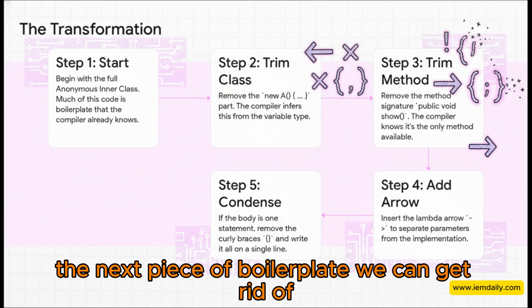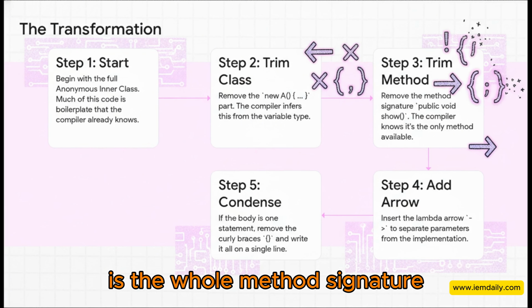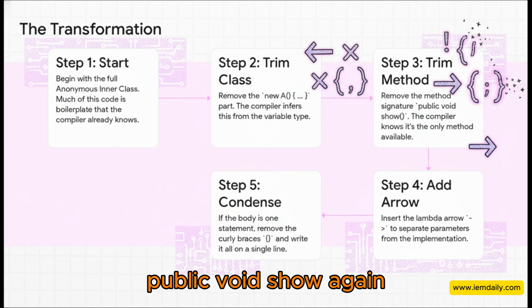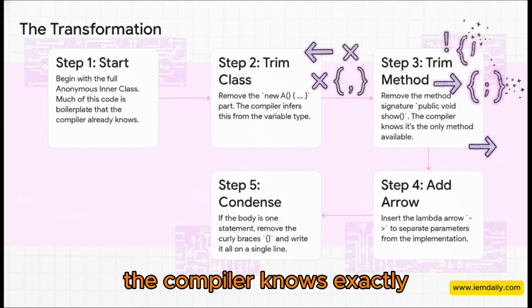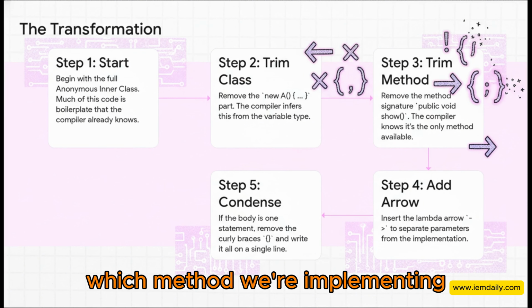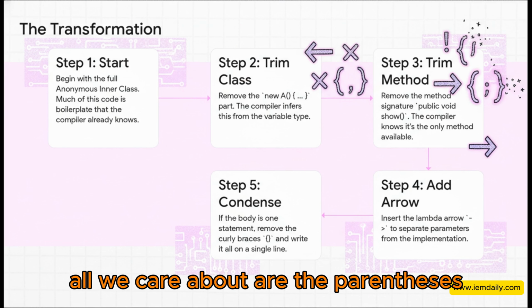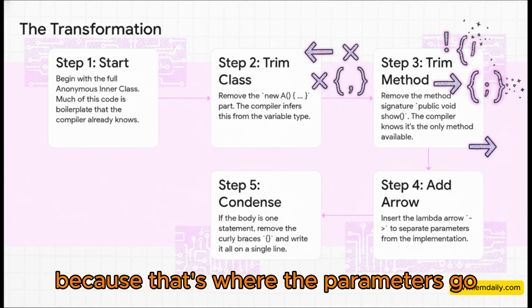Next up, step 3. The next piece of boilerplate we can get rid of is the whole method's signature, public void show. Again, think about it. We're working with a functional interface. It only has one method, so the compiler knows exactly which method we're implementing. The name is just extra clutter. All we care about are the parentheses because that's where the parameters go.